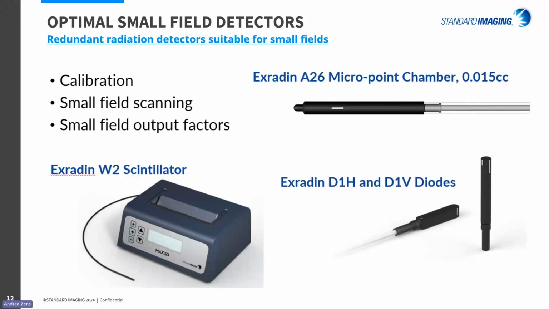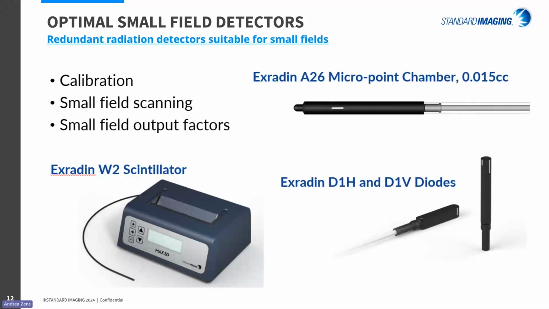We also have the only reference class micropoint ion chamber on the market, which is the A26 up here, which has a spherical volume, a spot size of 4.3 millimeters. It's made entirely of low Z materials so that you have predictable response curve. So it's like using a Farmer chamber, but for your small fields.